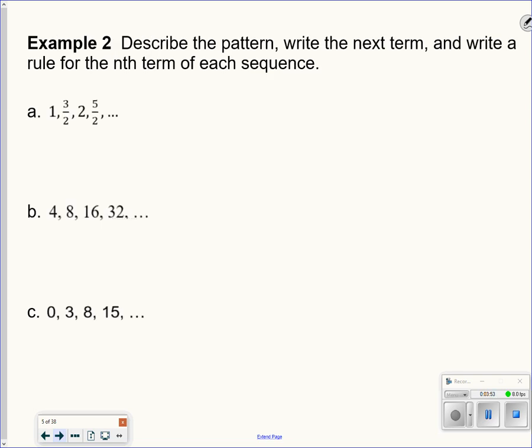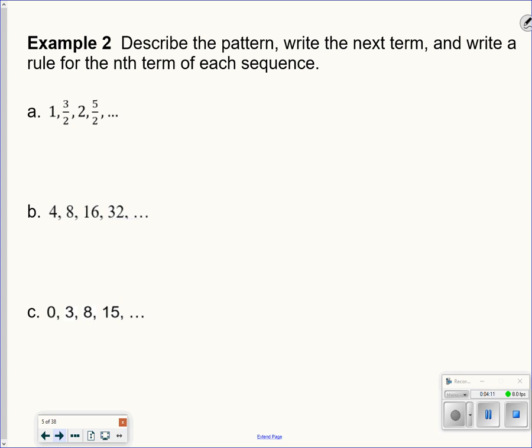So notice the first one here: 1, 3 halves, 2, 5 halves. So I want to describe the pattern, write the next term, and then write a rule. And so again, this is the hardest part of today.